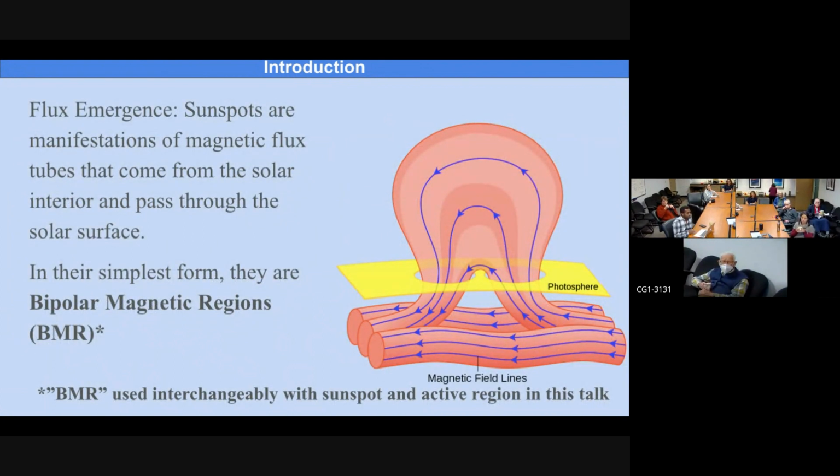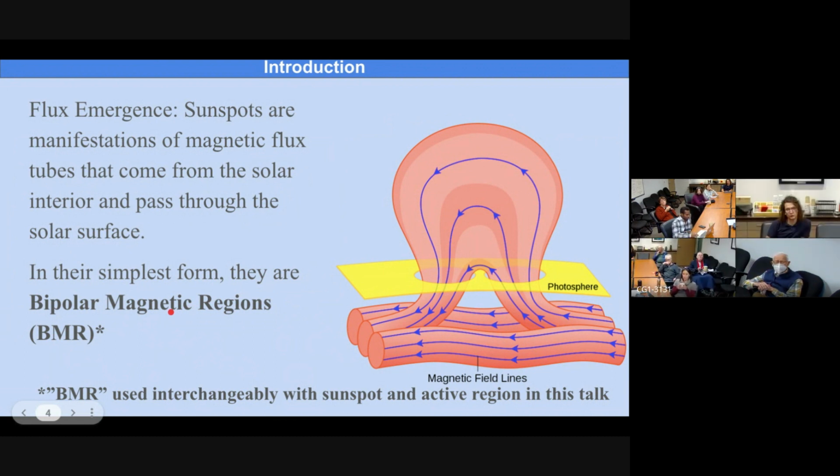So, how does this eruption happen, or how does flux emergence happen? As we can see here, the magnetic field lines line up in the solar interior. When the magnetic flux gets strong, it emerges to the solar surface, which is the photosphere. These are the manifestations of flux emergence, in their simplest form, bipolar magnetic active regions. In this talk, I'm going to interchangeably use BMR, sunspot, and active region.